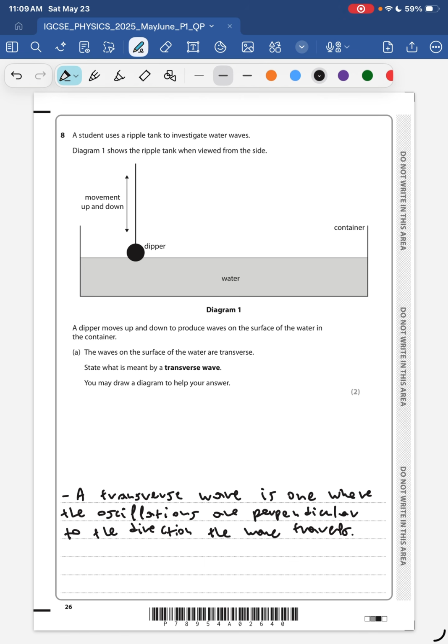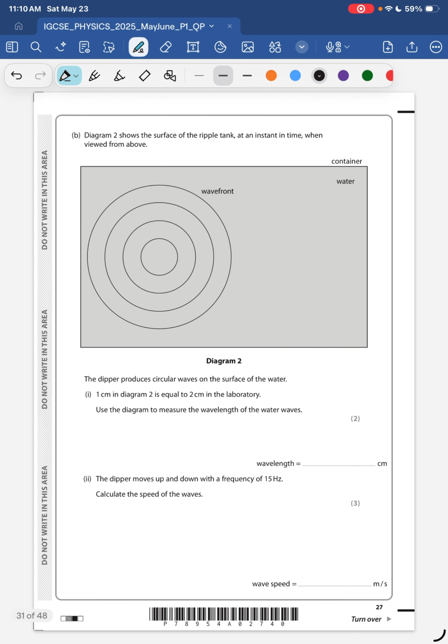Okay, so in this case, for example, the oscillations are going to look like that, but the wave travels to the right. So these two things are perpendicular. All right, part B. Diagram 2 shows the surface of the ripple tank at an instant in time when viewed from above. The dipper produces circular waves on the surface of the water. 1 centimeter in diagram 2 is equal to 2 centimeters in the laboratory. Use the diagram to measure the wavelength of the water waves.